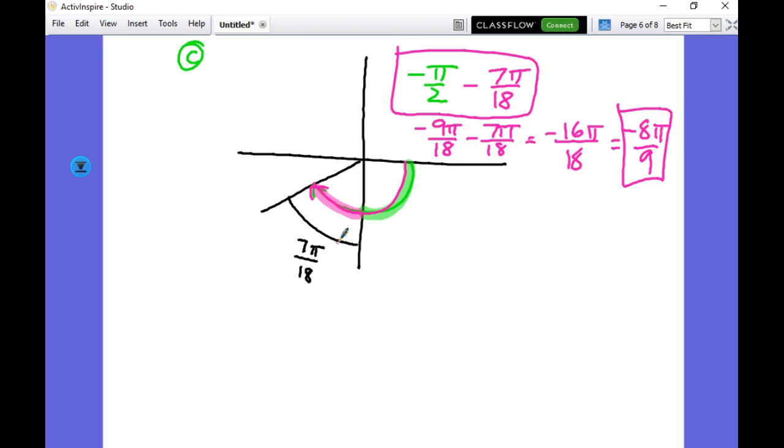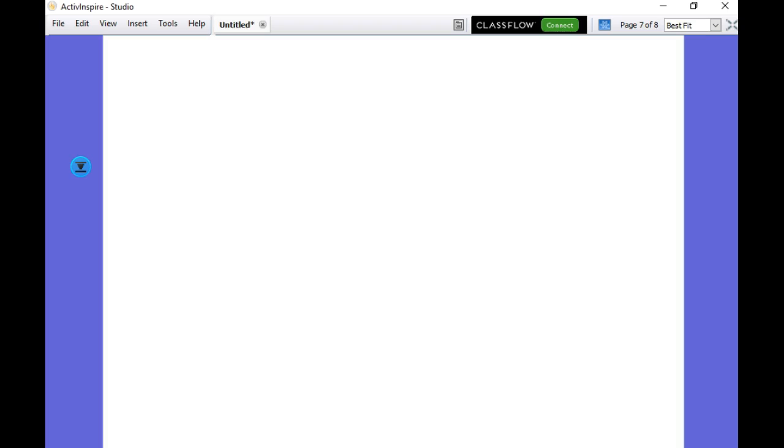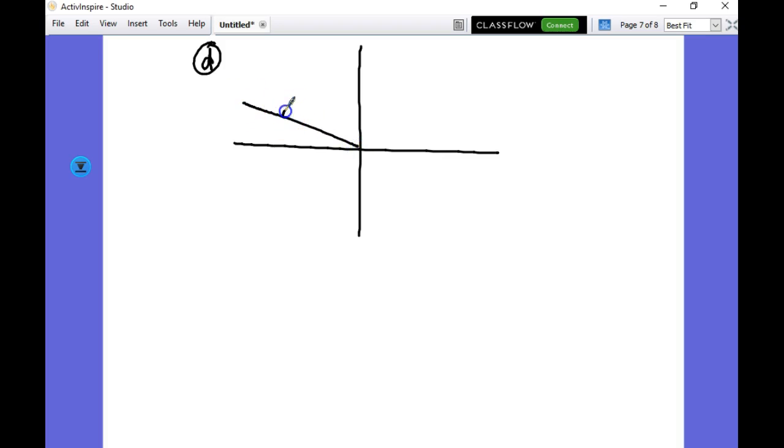Are we ready to proceed to another example? Okay. Last example, D. So this is going to be 7 pi over 18 here now, right?